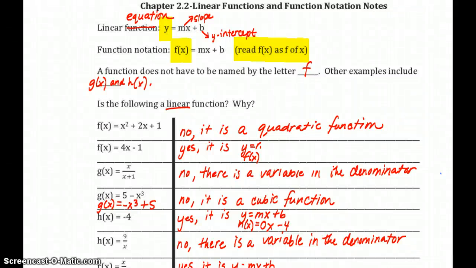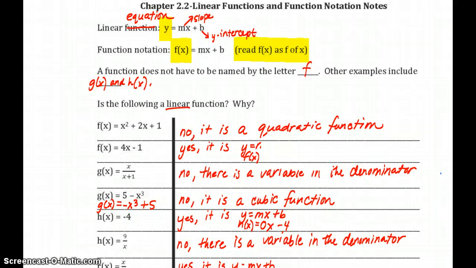This is chapter 2.2, linear functions and function notation notes. The linear equation y equals mx plus b, where m is slope and b is the y-intercept, can also be written in function notation as f of x equals mx plus b. And again, that's not f times x, it's read f of x, so that you don't say it incorrectly.